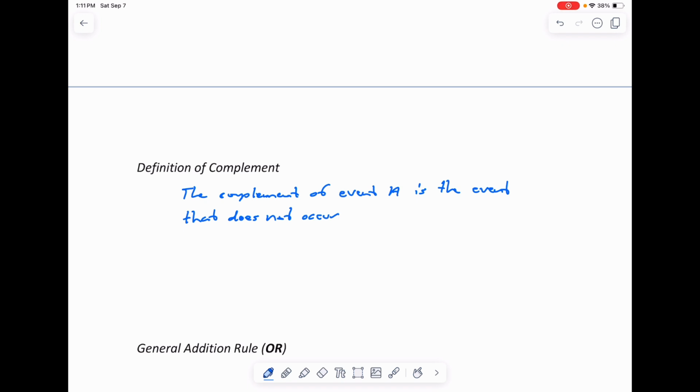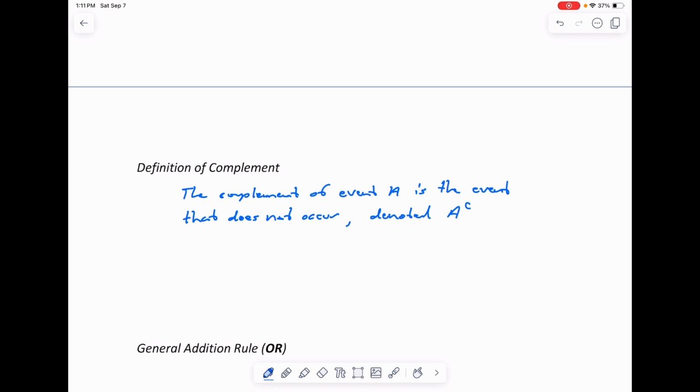So again, if I think about rolling a die and I assign the event A to rolling a 1, the complement is rolling a 2 through 6. If I flip a coin and I assign A to getting heads, the complement is getting tails. Okay, so it's whatever it can't be. And when we talk about complements, we're going to denote it with A superscript C.